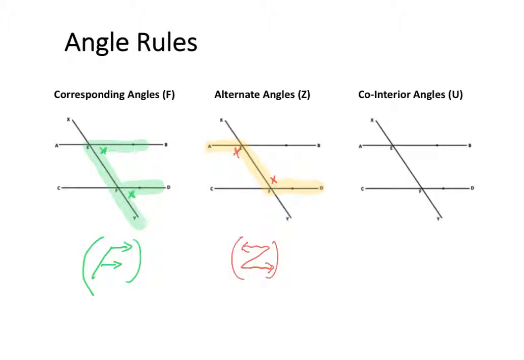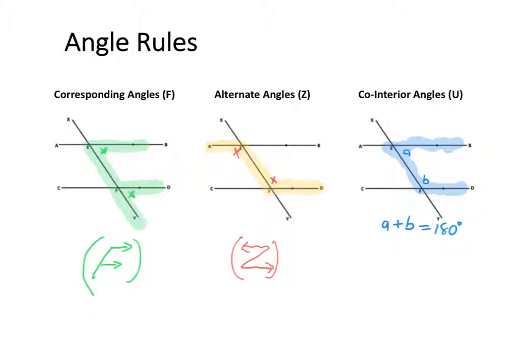And the last rule that we're going to have a look at is co-interior angles. The co-interior angles is where we can form a U using our parallel lines. And the rule is that the two angles that are formed within the U shape, so angle A plus angle B, is going to add up to 180 degrees.